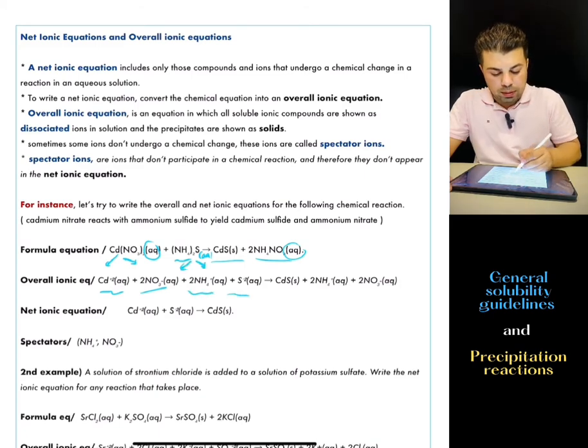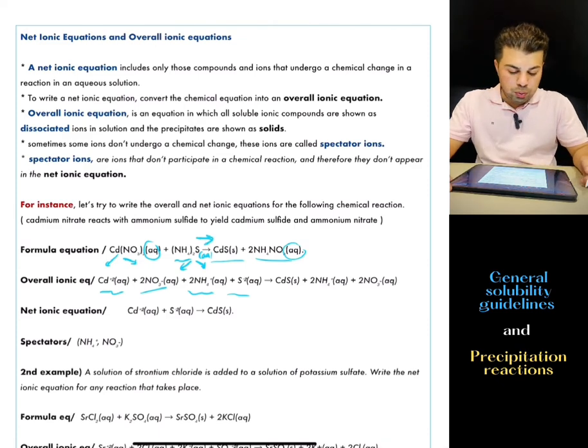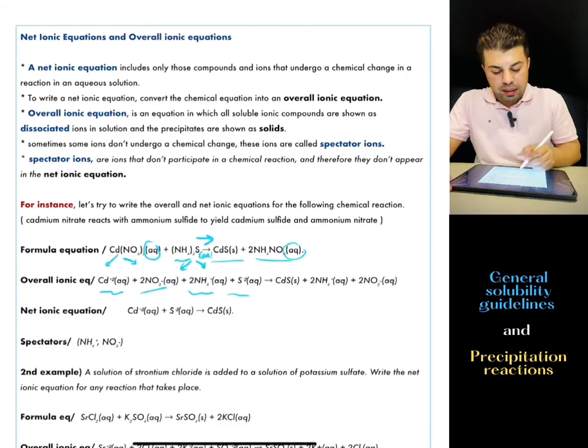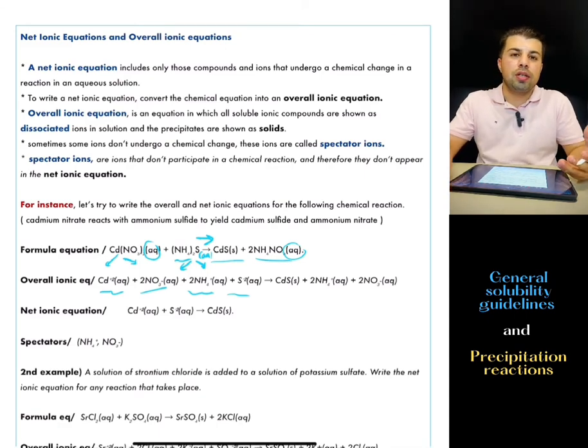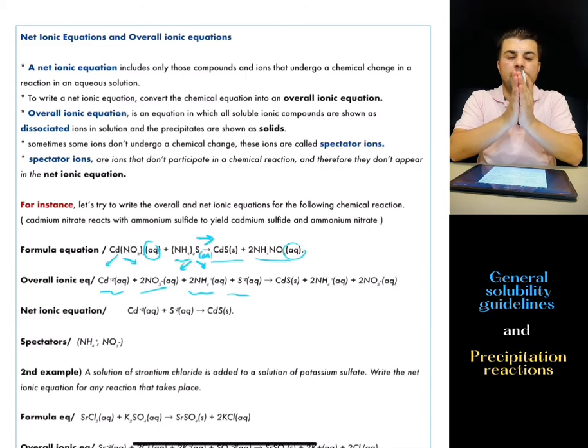Cadmium sulfide is an insoluble compound, so the truth here is that this compound does not dissociate. Why? Because the attraction of cadmium to sulfide is greater than the attraction of water to these ions.